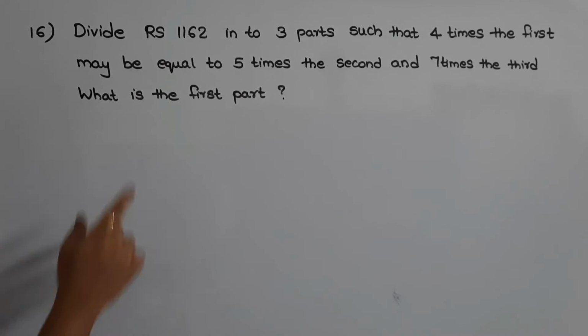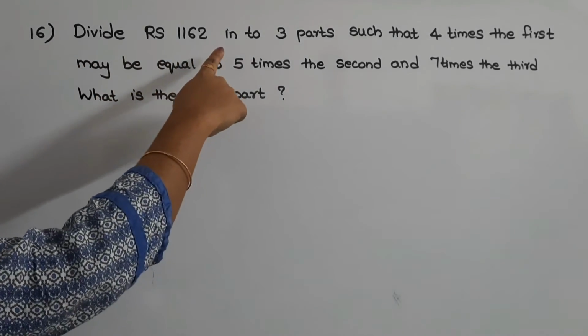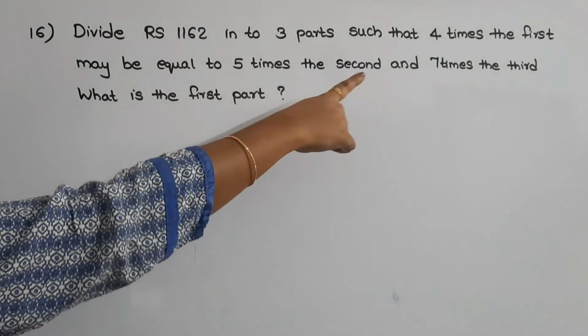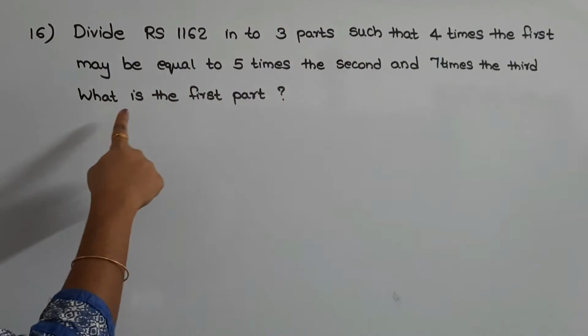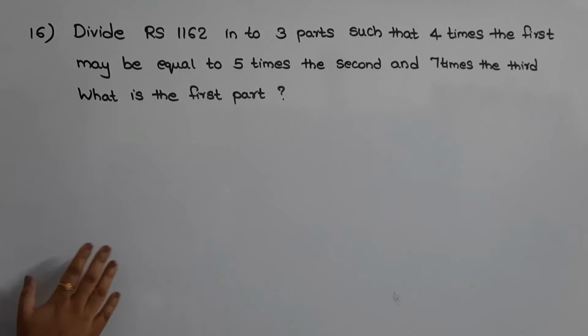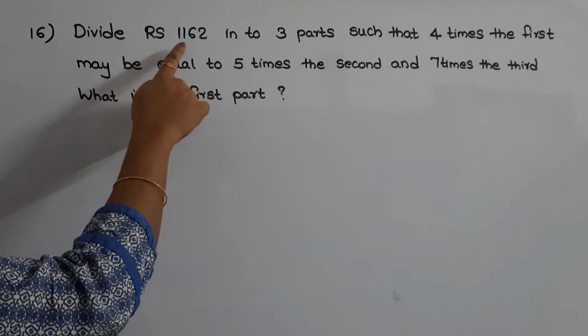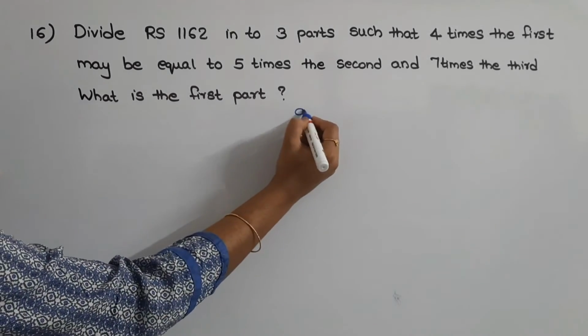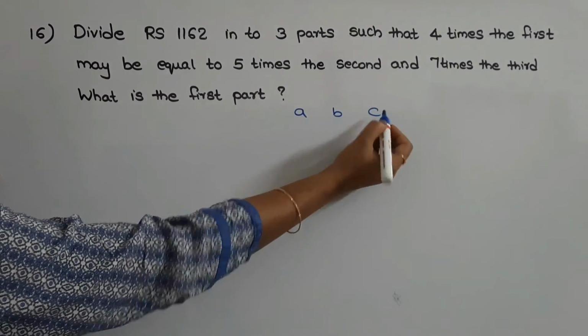The next question is, divide rupees 1162 into 3 parts such that 4 times the first may be equal to 5 times the second and 7 times the third. What is the first part? So, in this question they are telling that rupees 1162 is divided into 3 parts. So, let us consider the first part as A, second part as B and third part as C.